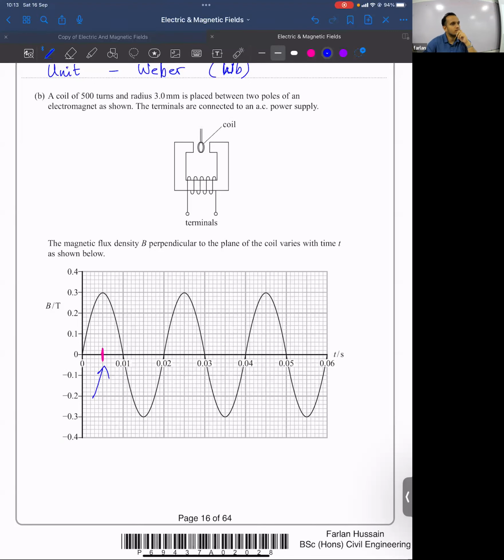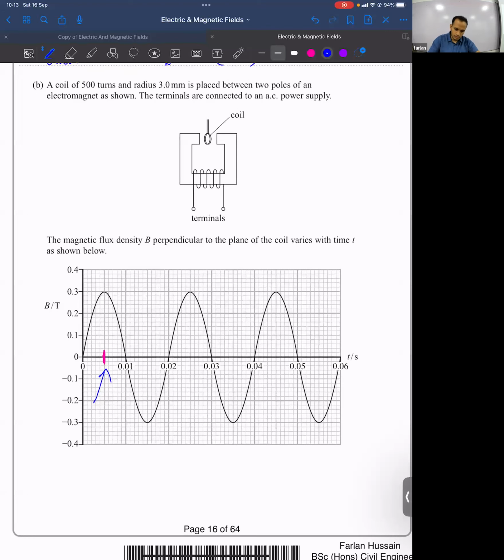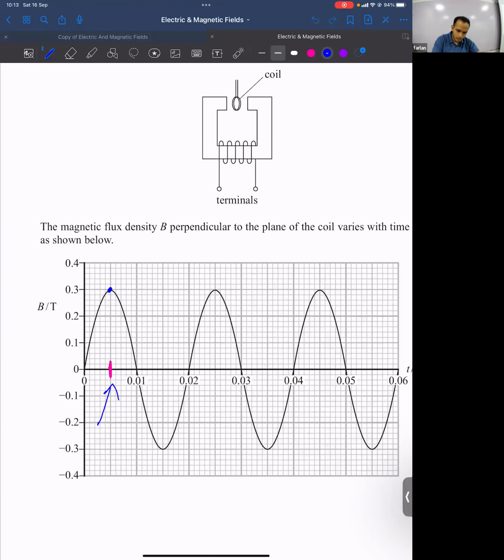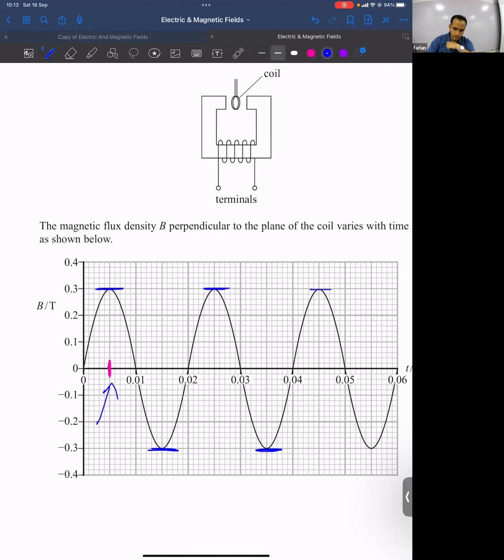Now look at this graph and tell me when the time is 0.005, at this point, what is the gradient of the graph? 0. Why? This is the graph, this is a point. At this point, if you sketch a tangent here, it is parallel to the time axis. There is no rate of change of magnetic flux density at that point. So at these points that I'm indicating on the diagram, you may think that the magnetic flux density is maximum, agreed. But the rate of change of magnetic flux density is 0 at those points. So actually at those times, the EMF induced will be 0.